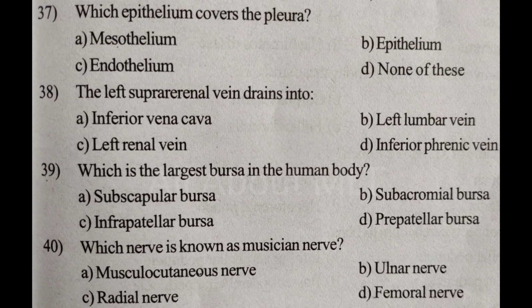Which nerve is known as musician nerve? Option A, musculocutaneous nerve. Option B, ulnar nerve. Option C, radial nerve. Option D, femoral nerve. Answer is option B, ulnar nerve.